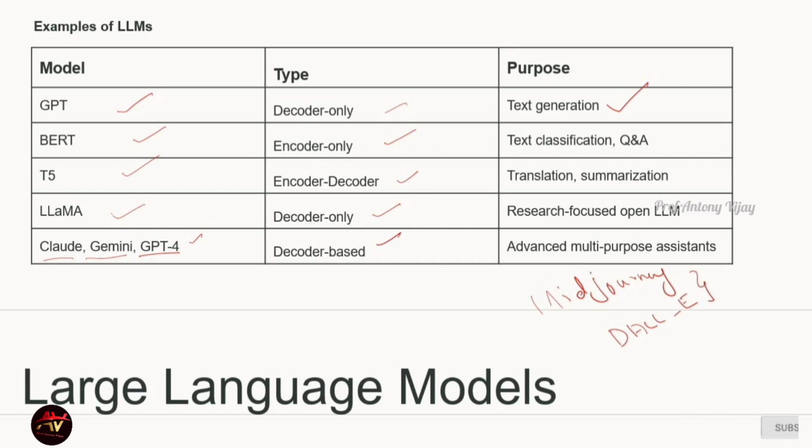And BERT is mainly for text and question answering, and T5 is for translation and summarization, and LLaMA is for research-focused open LLM, and Claude, Gemini, all of these are made for multi-purpose assistance. Multi-purpose, but generally speaking these are good at text generation other than image and video and all. Okay, this is about a large language model.